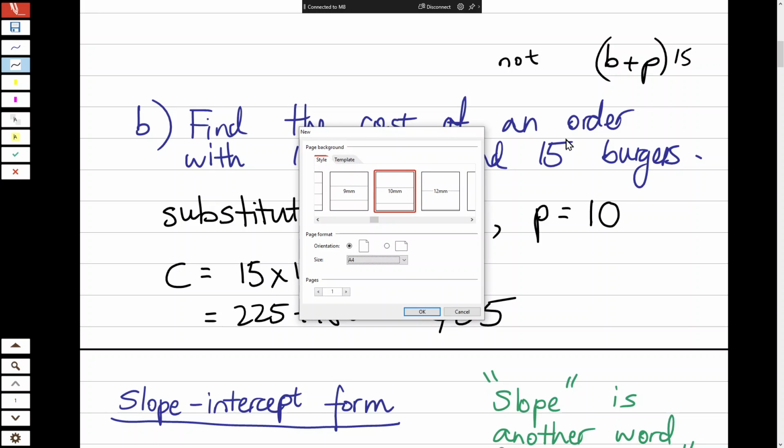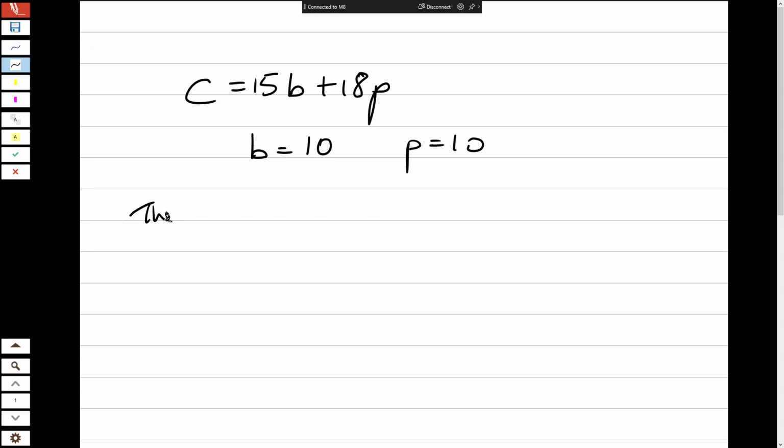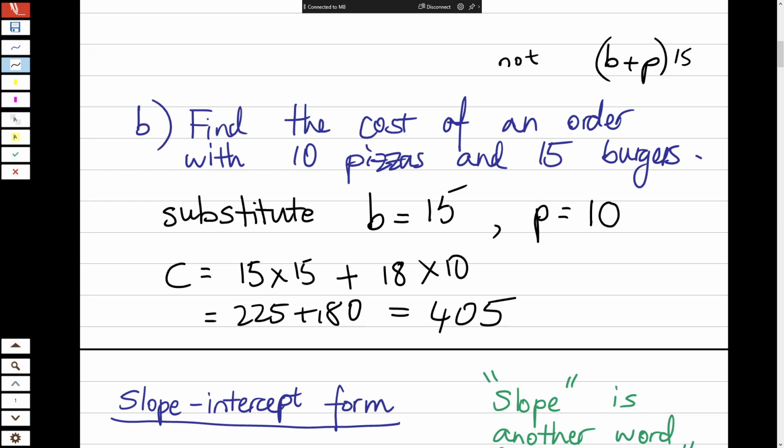I'll just create a new page. B plus 18P. So let's say B was 10 and P was 10. Then C would be 15 plus 18 times 10. I'd combine the prices together. Yeah, so you could do it that way if you wanted to. Okay? All right, so that's C.